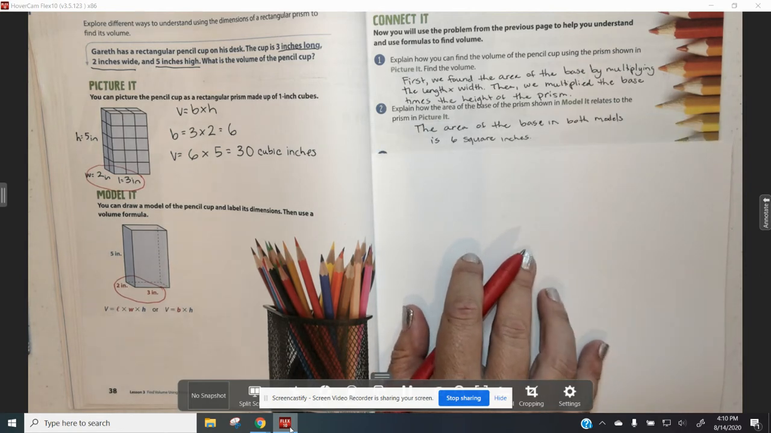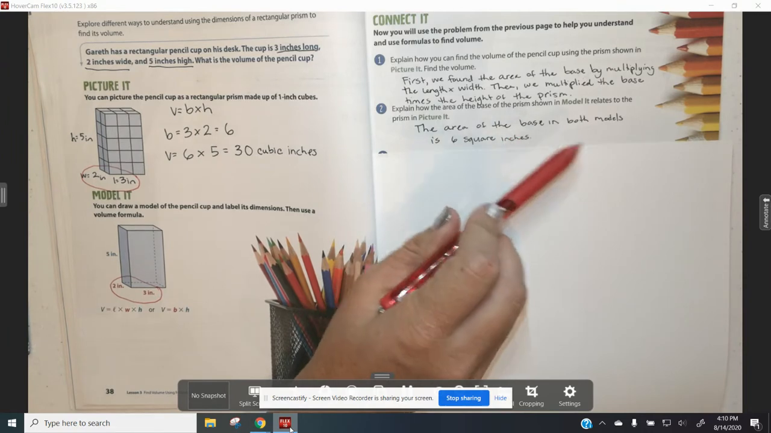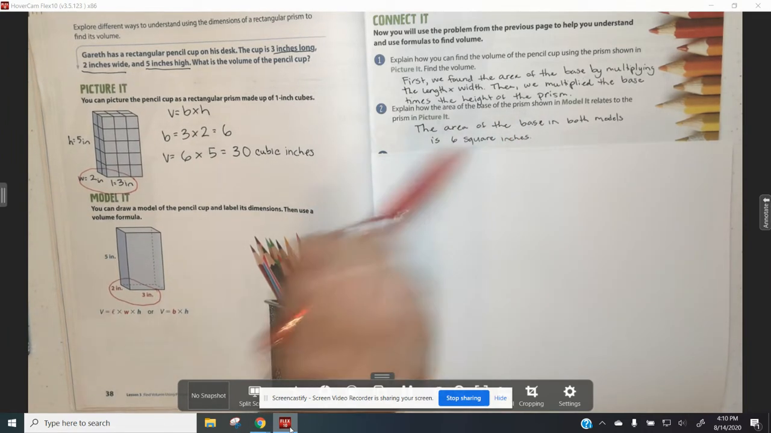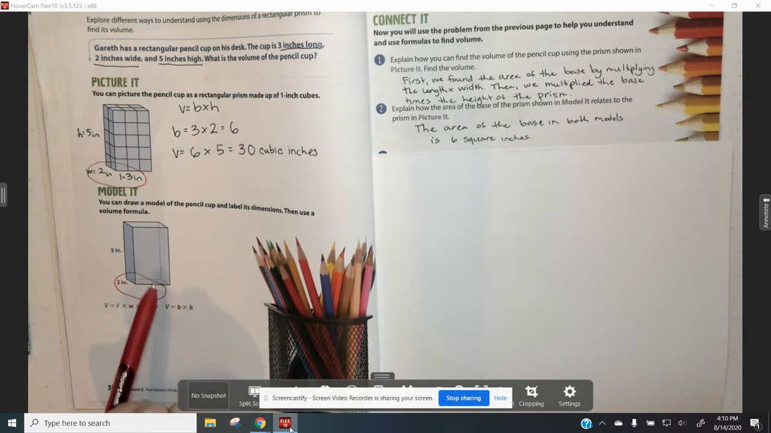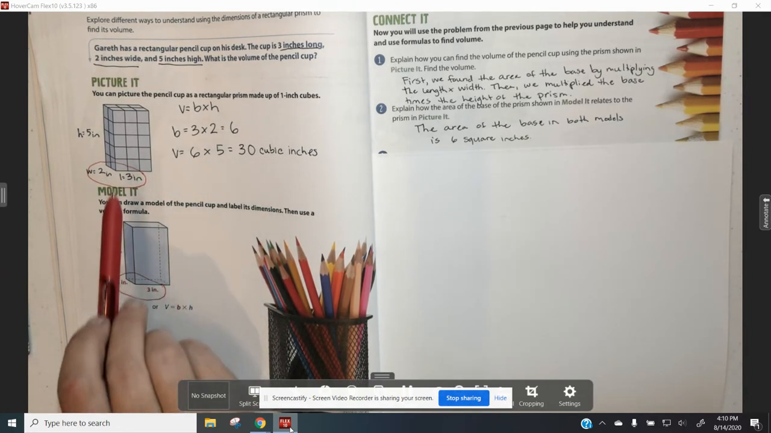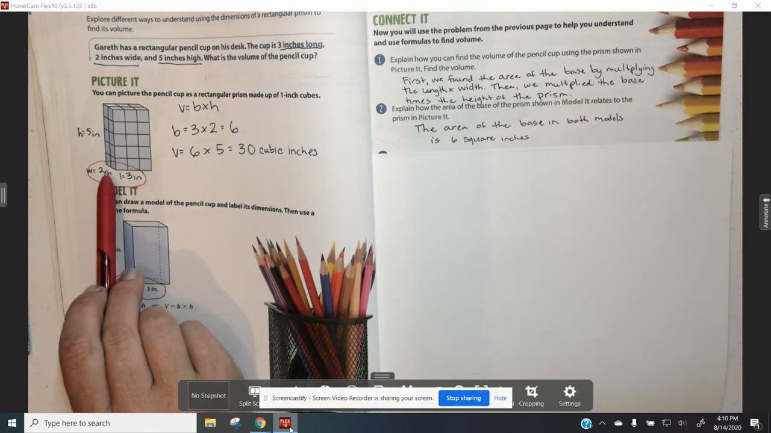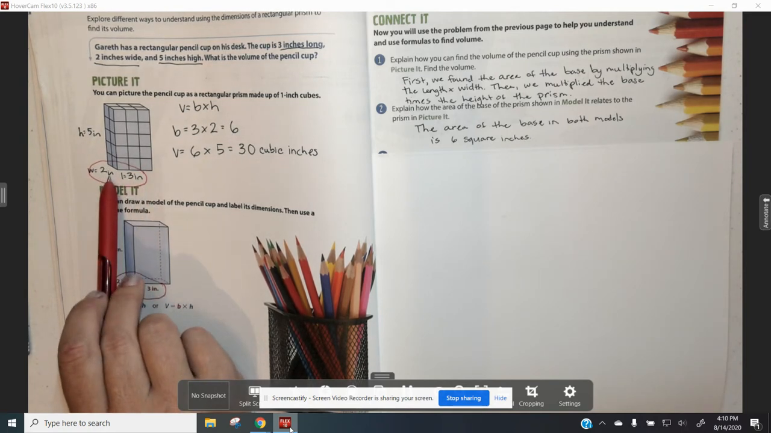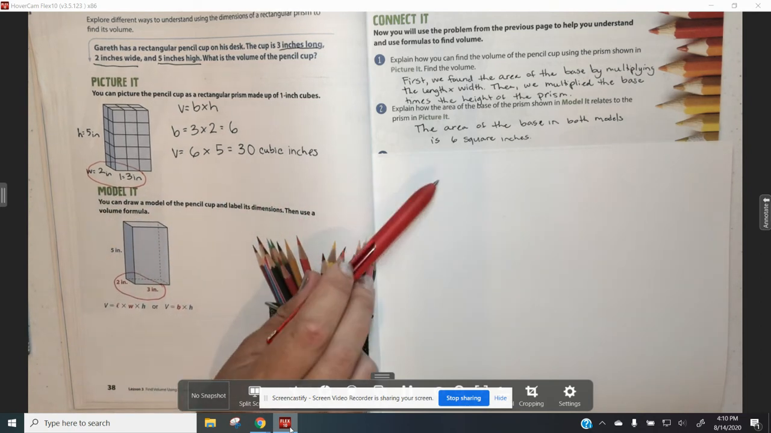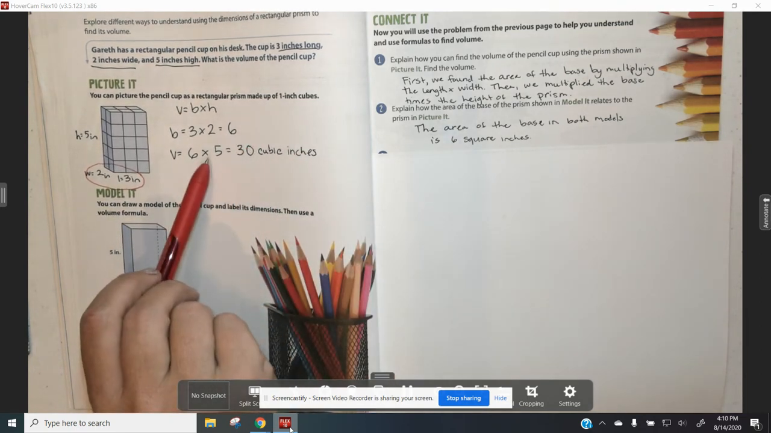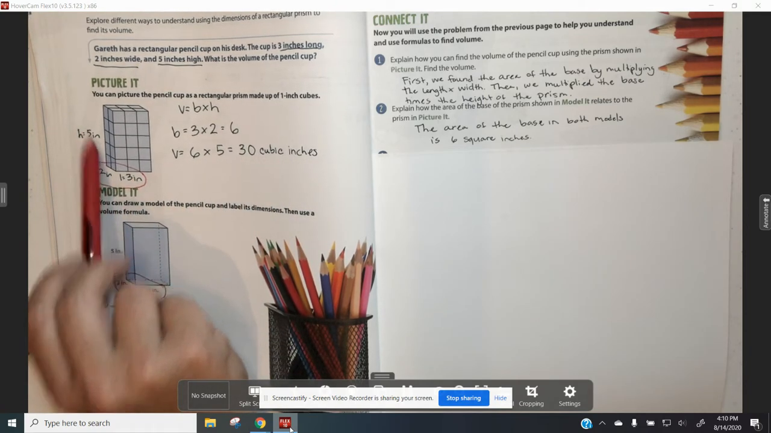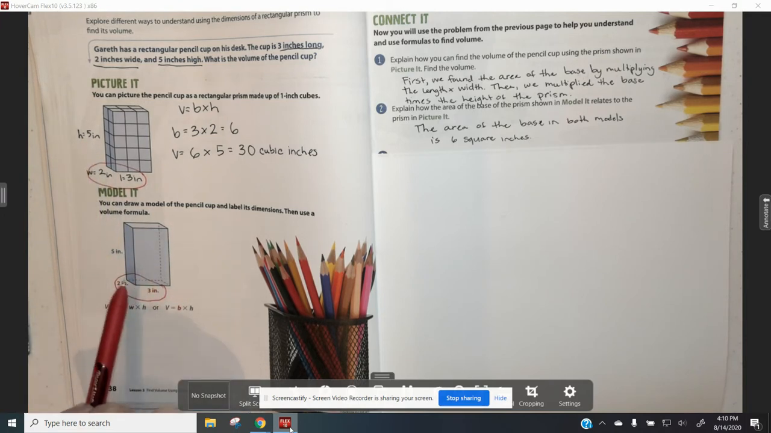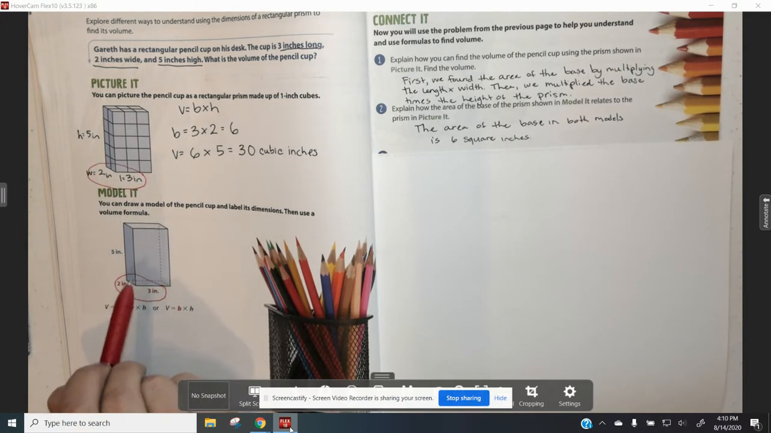All right. The area of the base in both models is 6 square inches. You might have just said that the area of the base in both models is 6. That works, but don't forget that you do need a label. When we talk about the area, we always use the square units. When we talk about volume, we use cubic units. So here would be cubic inches because we're multiplying the length times width times height. But if we're just talking about the base, it's going to be square because we're only multiplying 2.